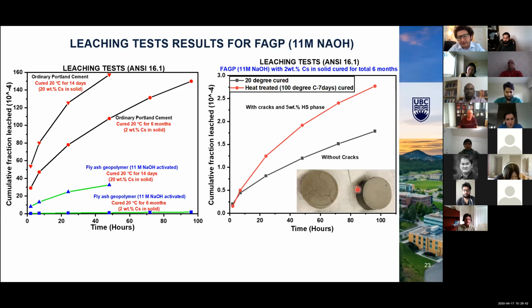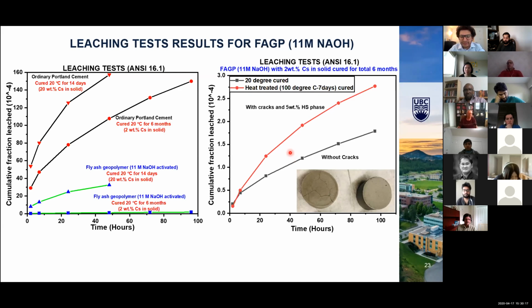But even then, when I conducted the leaching test, I saw that the one with cracks has some hydroxysodalite phase, and it doesn't perform as well in comparison to the non-cracked sample. But still, both of these samples perform way better than OPC if you look at the scale here. So here I was trying to understand the effect of the hydroxysodalite phase, but I couldn't study that because of the crack formation.